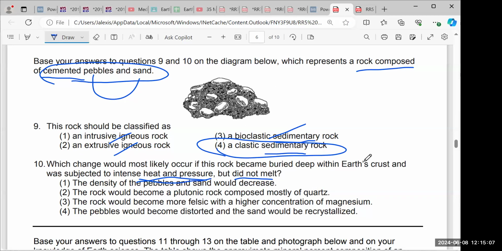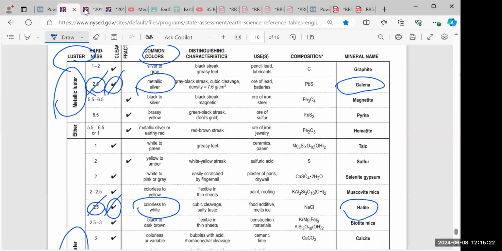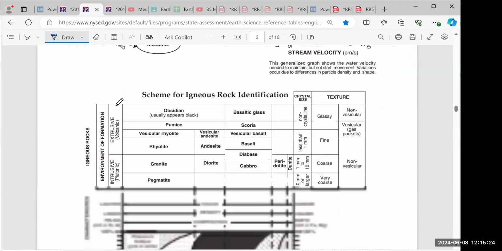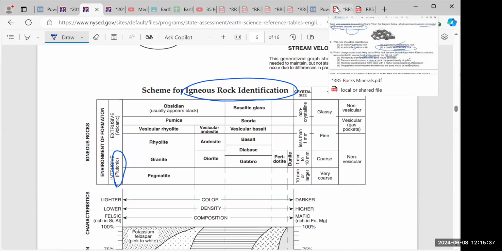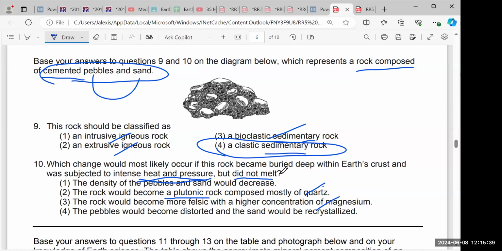So automatically I can cross out 2 and 3. The reason why is because of a plutonic rock. Look on page 6, where you see the word plutonic in the igneous rocks identification category. A plutonic rock is an intrusive igneous rock, and it cannot be that because it did not go through melting. It did not melt and then cool down.